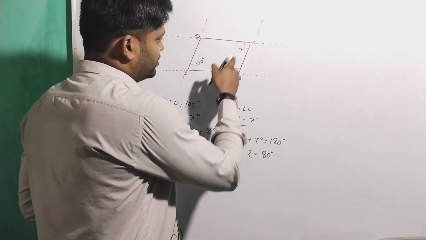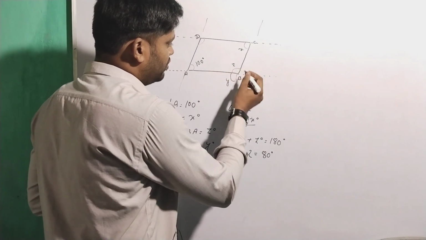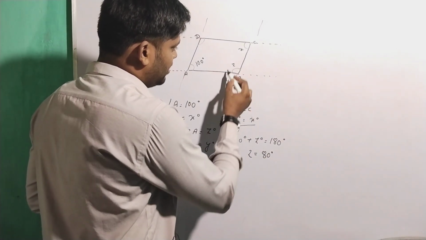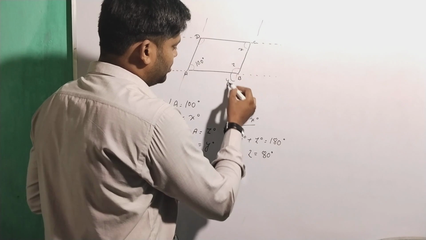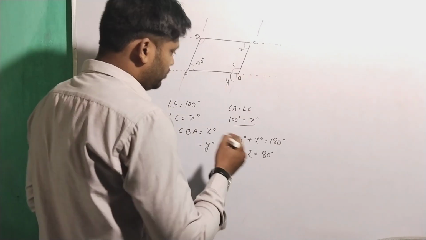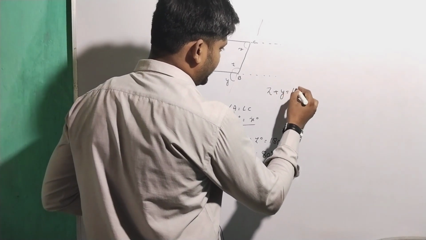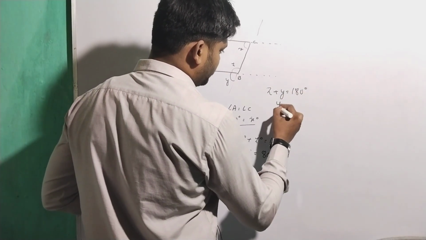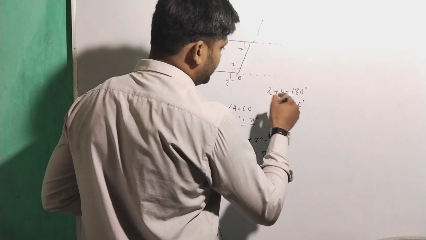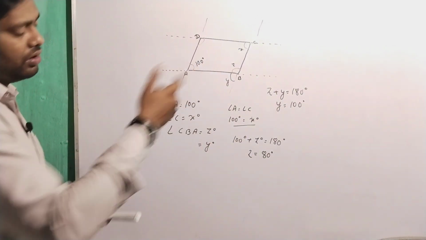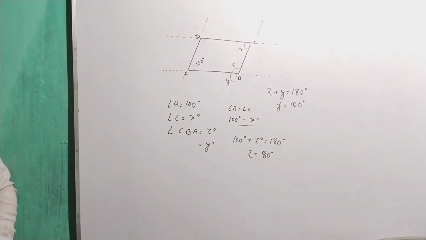Now we got the x value, we got the z value, we need the y value. We know that this is a 180 degree straight line. So angle z plus angle y is equal to 180 degrees. So angle y is equal to 100 degrees, where z is equal to 80 degrees. That will go that side. Simple. Just use the property and solve the answer. Clear?